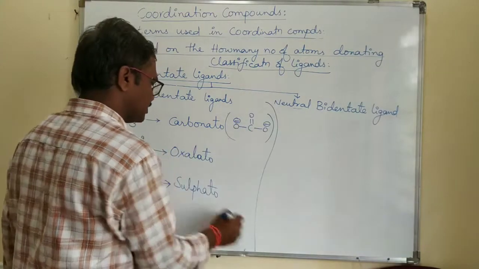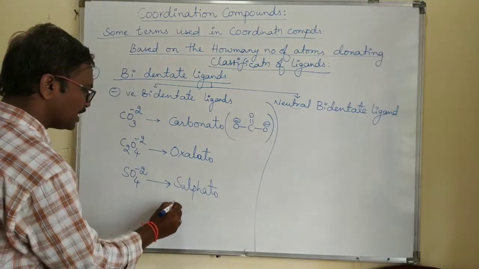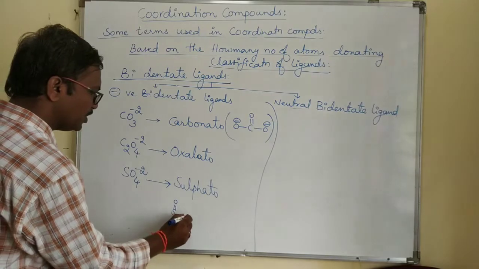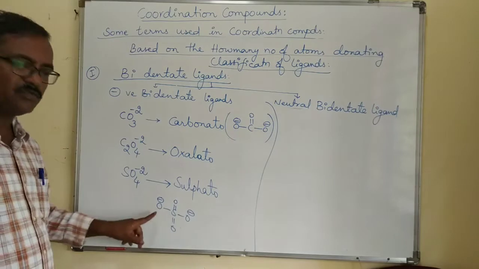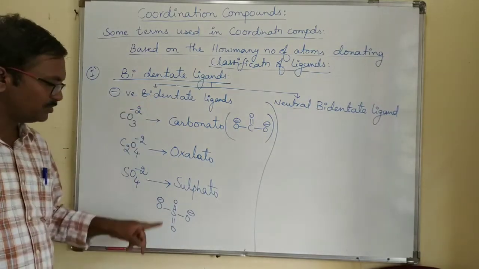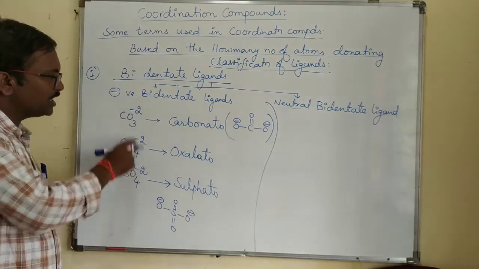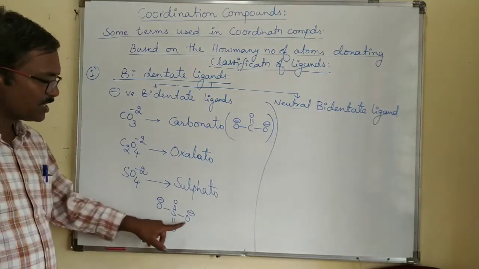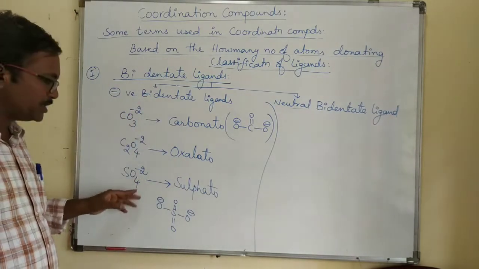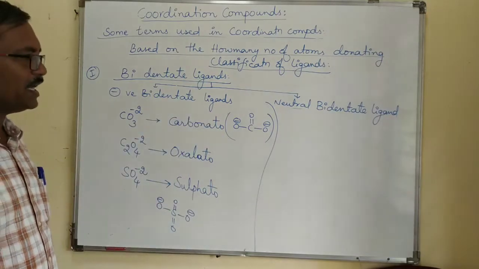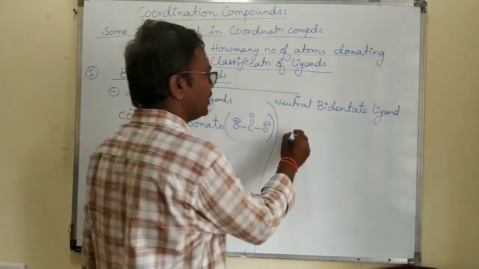If you see sulfato, SO4 minus 2, how many atoms are donating? Two atoms are donating. That's why it is negative: there is a charge on the ion. Two atoms are donating, bidentate. These are electron-excessive species donating electrons, that's why you can call them ligands. What is the neutral bidentate ligand? Ethylene diamine.